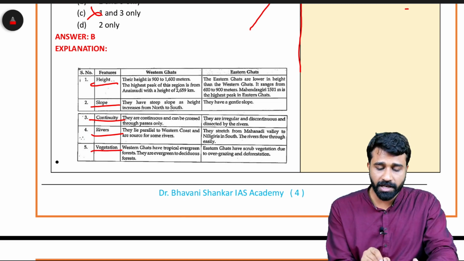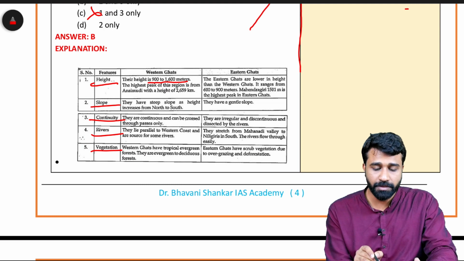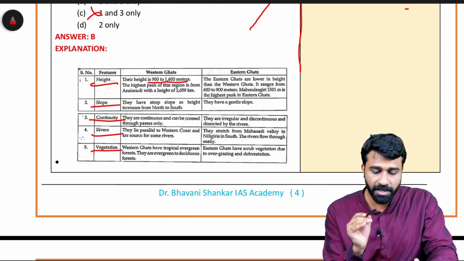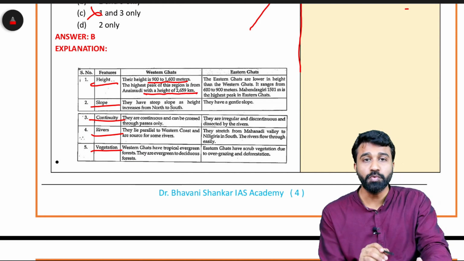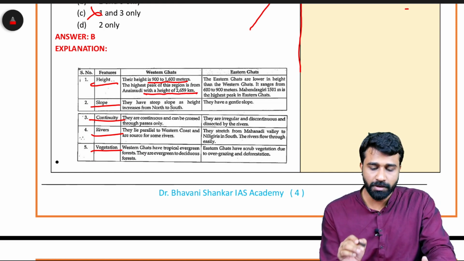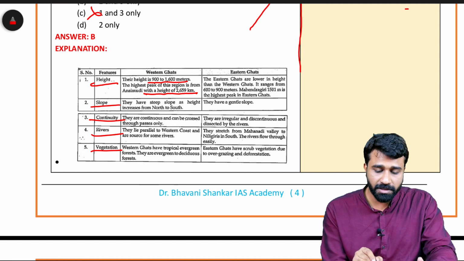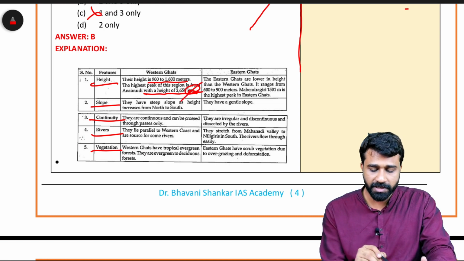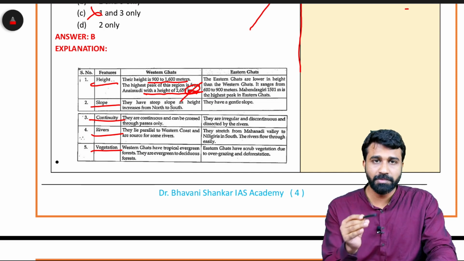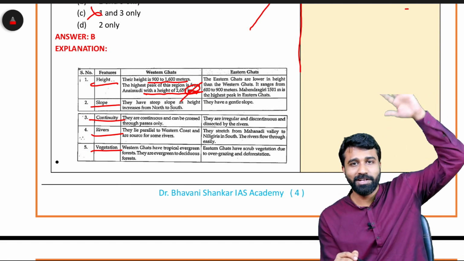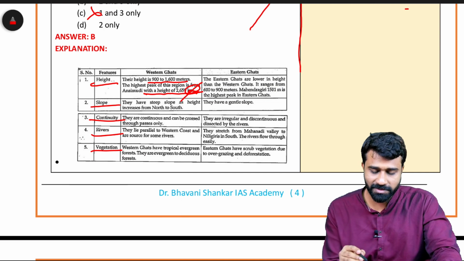Height is 900 to 1600 meters in the Western Ghats, the average height that we are telling, and the highest peak here is Anaimudi with a height of 2695 meters. Not kilometers, that would be absolutely wrong. In the original reference it is meters, 2695 meters. If it were 2695 kilometers, nobody could stay there, it is very difficult.